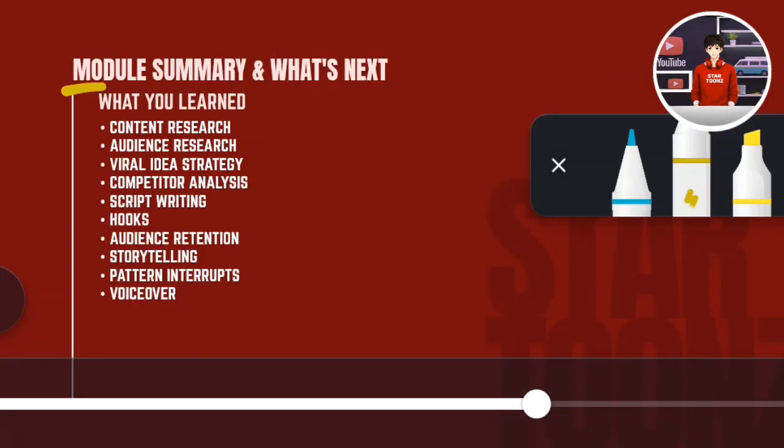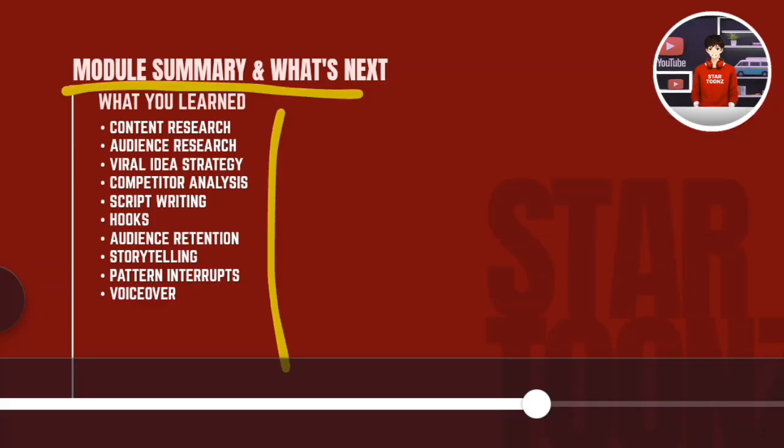Congratulations! You've completed one of the most important sections of this YouTube Automation Masterclass. Let's take a moment to review everything you've learned. You now know how to research content instead of guessing. You understand how to identify your audience and create videos that solve their problems. You've learned how to find viral ideas without copying other creators. You know how to analyze competitors and learn from their success. You understand how to write scripts that sound natural and keep viewers interested.